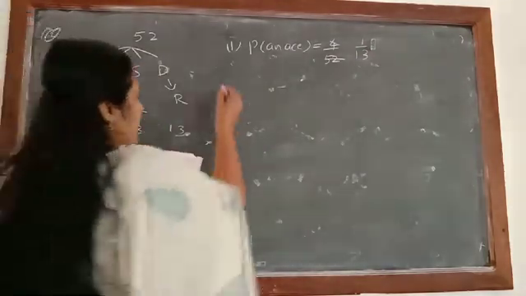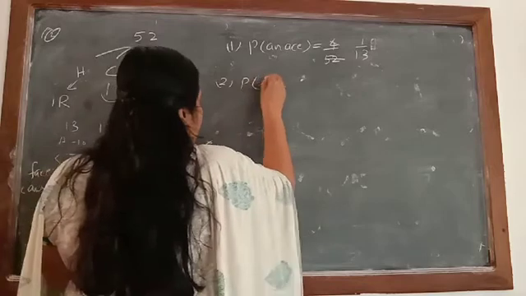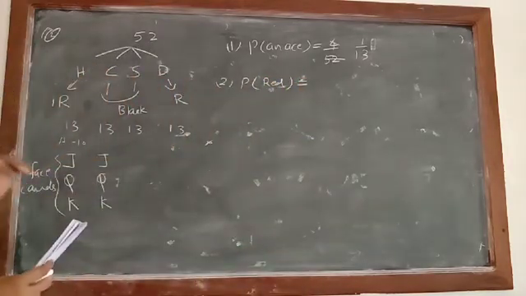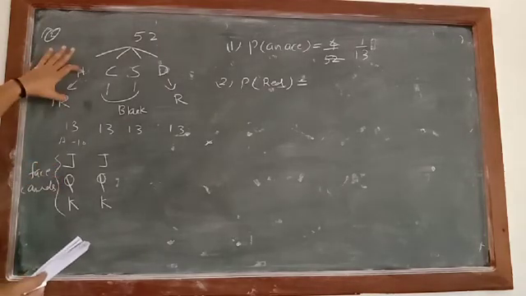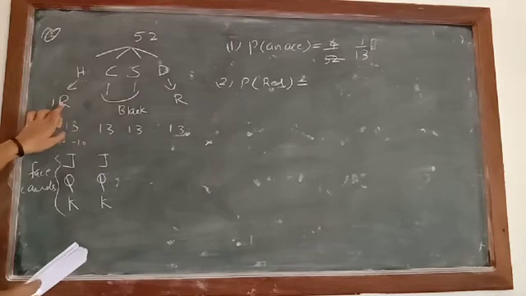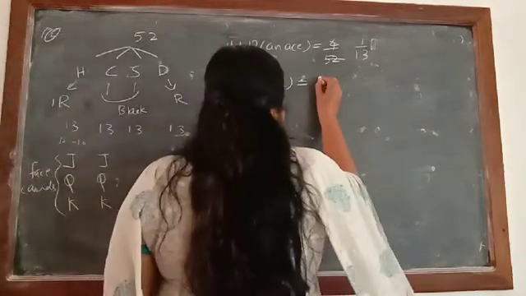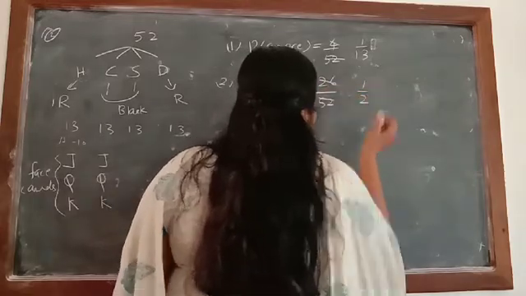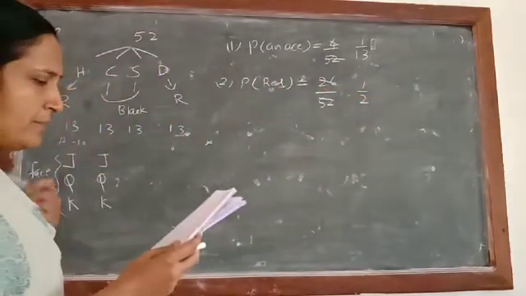Then next one, probability of a red card. How many red cards are there? Heart is of red color and diamond also of red color. So 13 plus 13 will be equal to 26 by 52. We can cancel here, so it will be equal to 1 by 2.